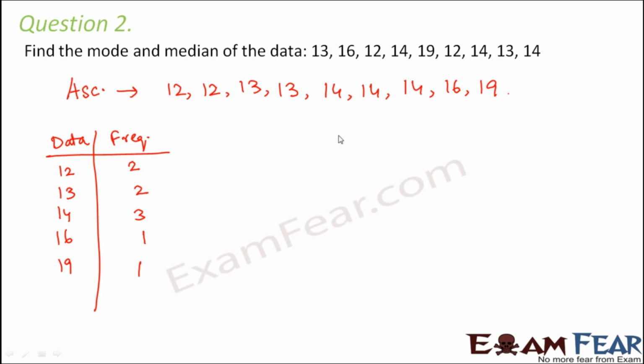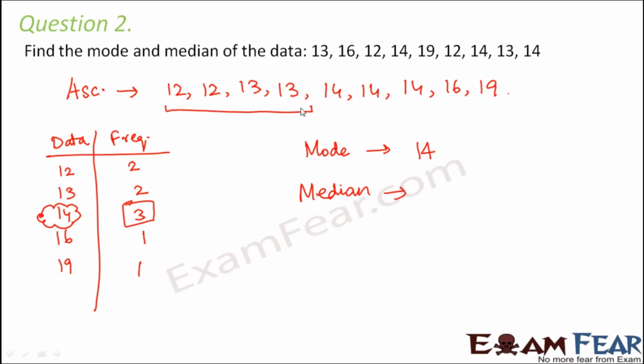So in this case, what would be the mode? Mode corresponds to the number with maximum frequency. So maximum frequency is 3 and the number corresponding to maximum frequency is 14. And what would be the median? Median is the middlemost term. So here 1, 2, 3, 4, 5, 6, 7, 8, 9. We can divide it into 4 and 4 on the two sides. So the middlemost number again is 14. So in this case we see that the mean and the median and the mode of this set of data are the same.